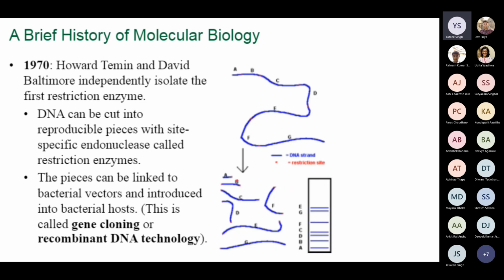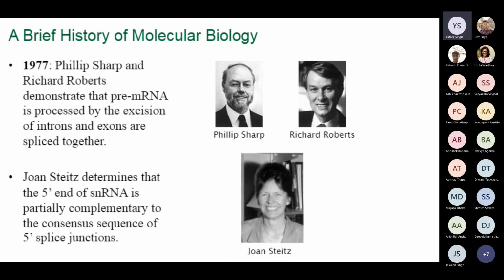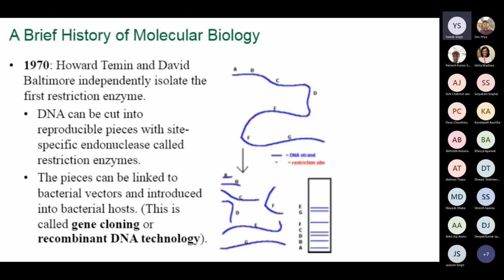Because the shorter fragments are lesser in mass, they would move faster. The longer fragments have much more mass, so they are going to be slower in the gel. And you can basically resolve DNA fragments like this. So this led to the advent of recombinant DNA technology.